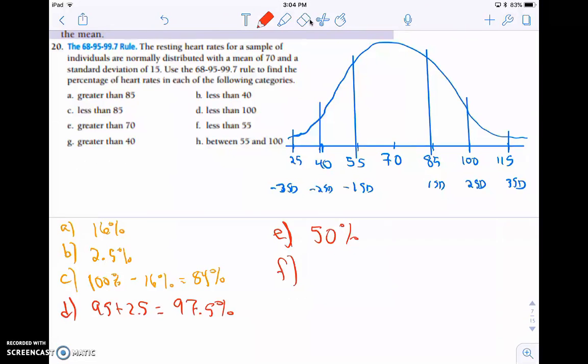Okay, F, less than 55. So that's going to be all of this right here. And so 55 is 1 standard deviation away. So that area here is 68%. So again, that leaves 32% remaining in each tail. So that means there's 16% here, and there's also 16% below the 55. So that's going to be 16% for this value, or this portion right here.